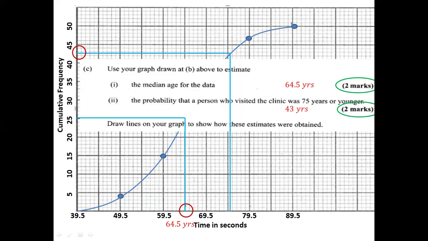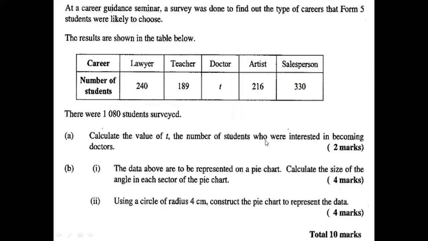And that's what our cumulative frequency is like. Now, you would notice, I think in almost all the questions, the concept of probability was right through. So remember, the definition for probability is expected outcome over total possible outcomes, right? So it'll be 43 over 50. Most of the persons that visited the clinic were 75 years or younger, not more than that. All right, so very good.